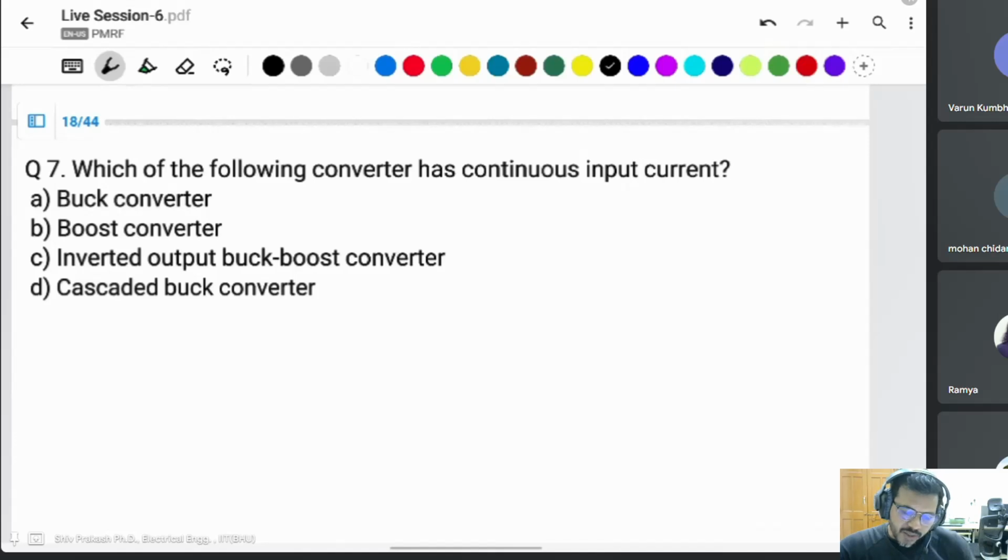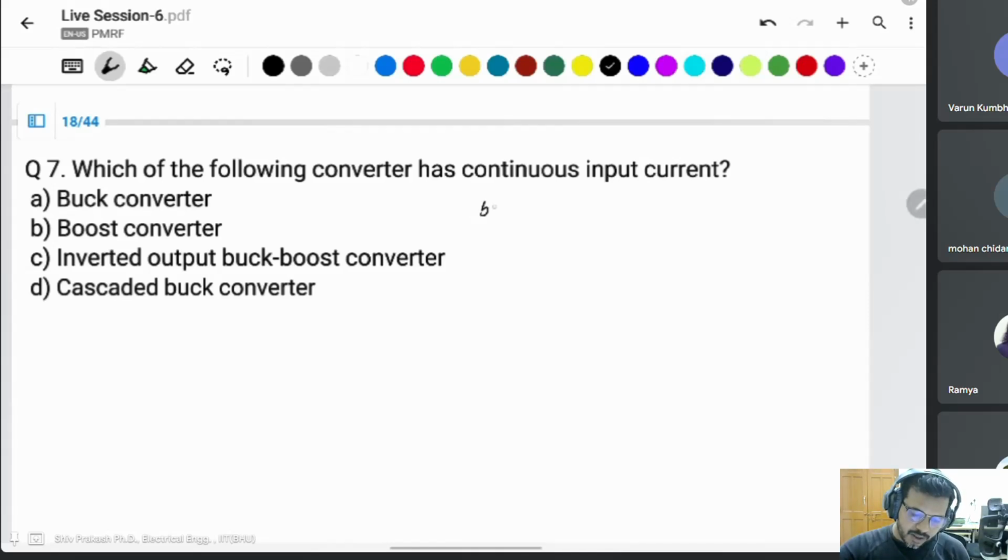Which of the following converters has a continuous input current? Buck converter, boost converter, inverted output buck boost converter, and cascade buck converter. Which one has the continuous input current?